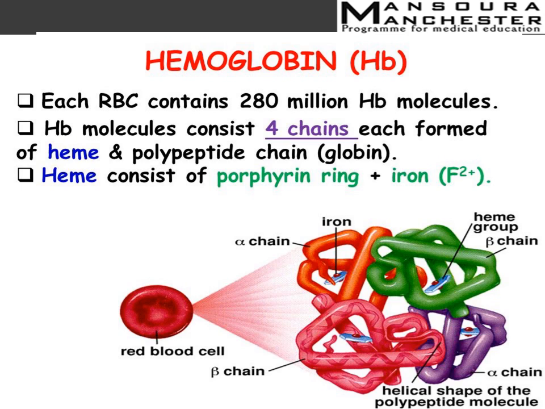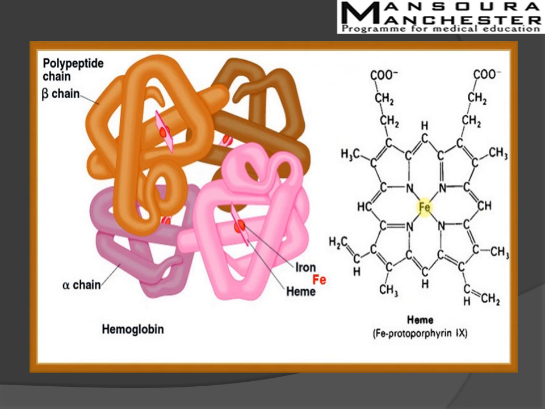Each hemoglobin molecule contains 4 globin chains, 2 alpha chains and 2 non-alpha chains. In the center of each globin chain we have the heme molecule, and in the center of each heme molecule we have 1 atom of iron. So we can see that each hemoglobin molecule contains 4 globin chains, 4 heme molecules, and 4 atoms of iron.